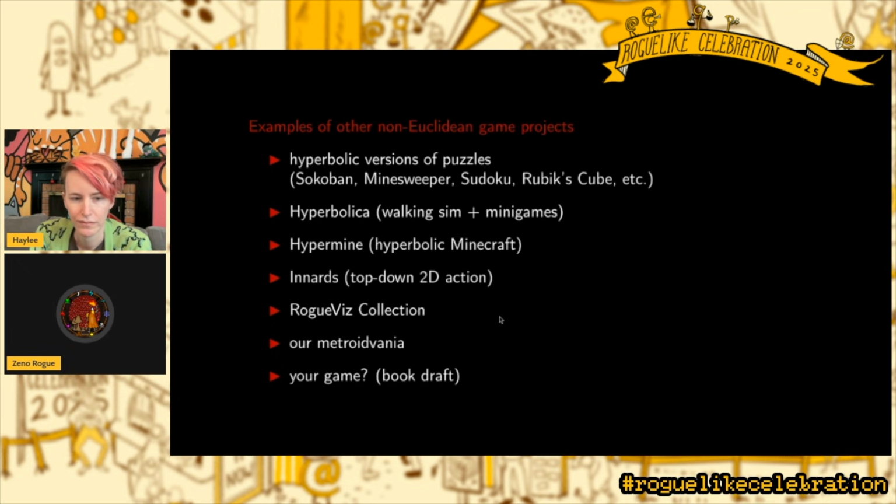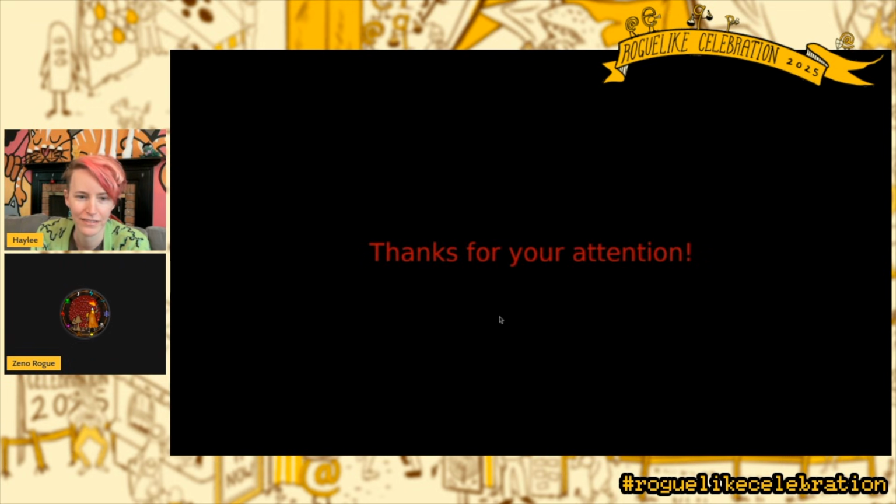The idea here is to make as many roguelike elements as possible without the most common ones. So, for example, no procedural generation. So let's see what it will result in. We have also started writing a book about making non-Euclidean games. So this could be interesting if you want to make a game of your own. So that's all.